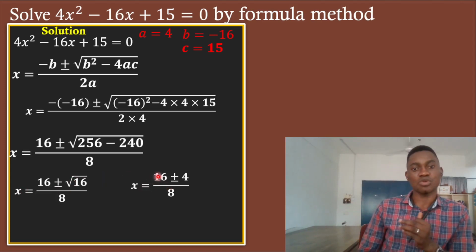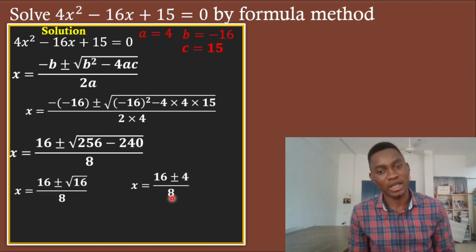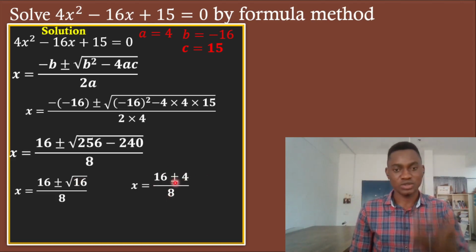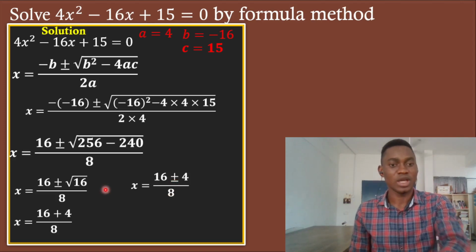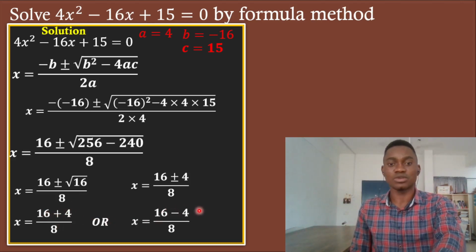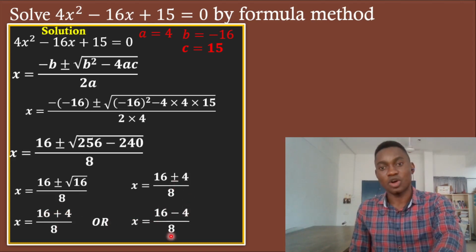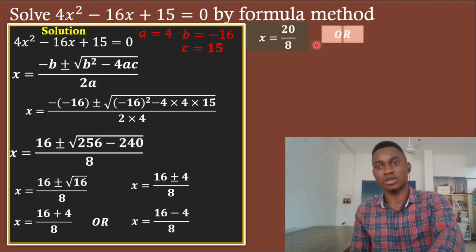Then we proceed. We have that x is equal to 16 plus or minus 4. You know, the root of 16 is 4. Then we maintain our denominator, which is 8. So at this point, we'll still do what we did in the first example. We'll proceed to have x equals 16 plus 4 over 8, or x equals 16 minus 4 all over 8. That means 16 plus 4 is 20. Then we maintain the denominator. So we have x equal to 20 over 8, or x equals 12 over 8.